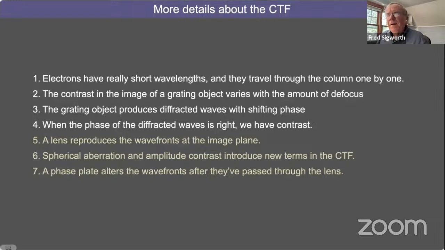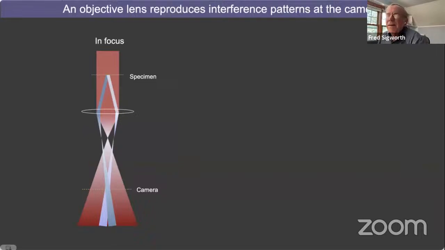Okay, so let's do some more details about the contrast transfer function. Are we okay, guys? I need a smile or a wave or something. Good, thank you. Okay, so now let's think about what happens in the microscope, because we want to know what's actually happening down here at the camera where we're taking pictures.